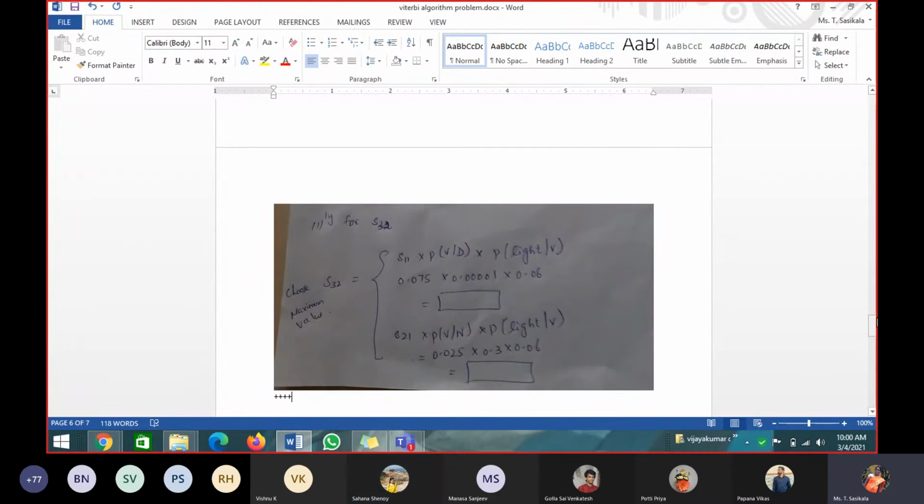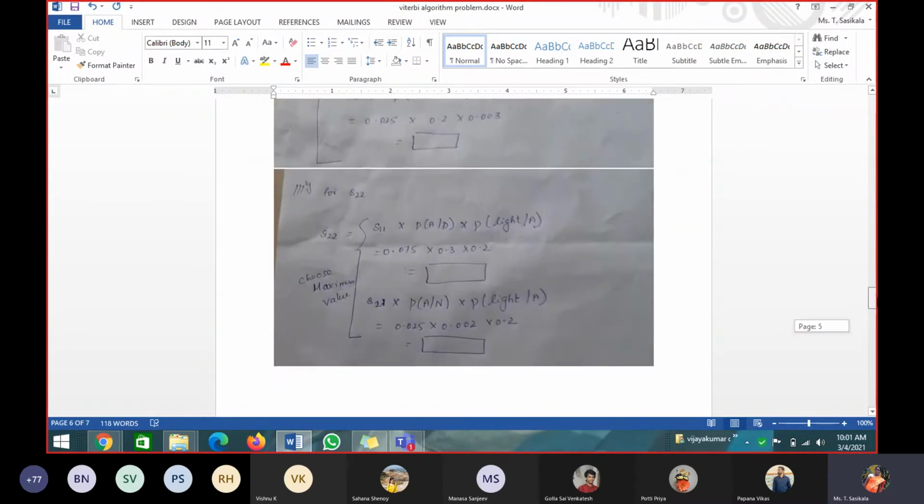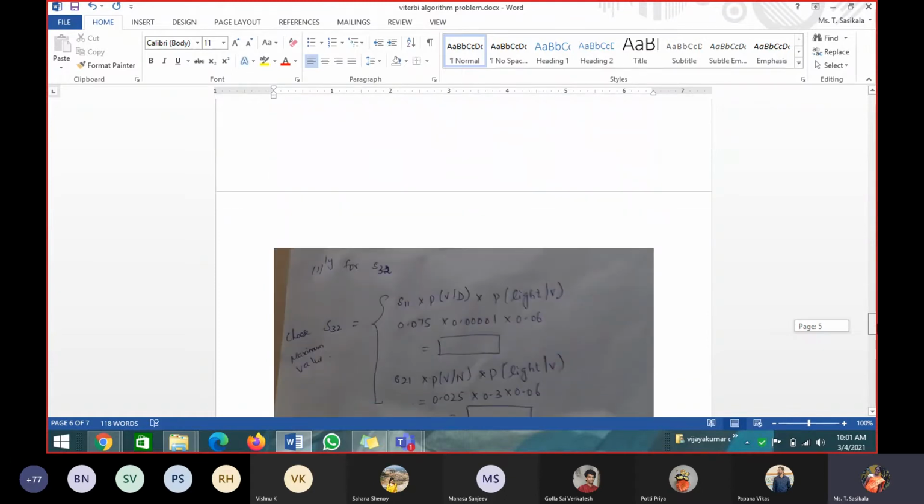For the S21 combination, can you give me the expansion, if it comes from S21? S21 into probability of verb given noun into probability of light given verb. Okay. So you multiply these two values. 3 values of the first one, 3 values of the second one, and tell me the values. I'll give 1 minute. If you finish the entire problem, you'll get a proper idea. So totally, what value are you getting, students, here?